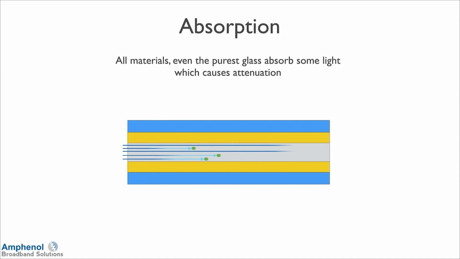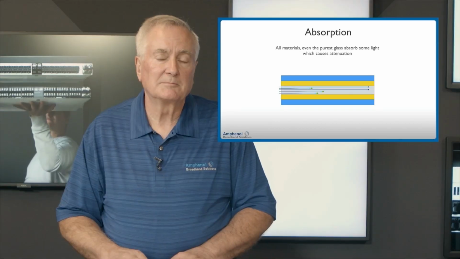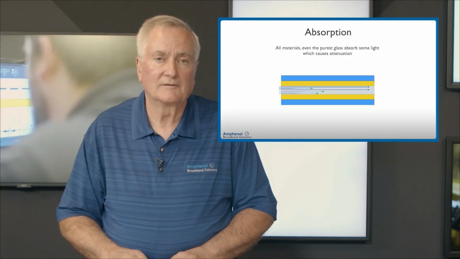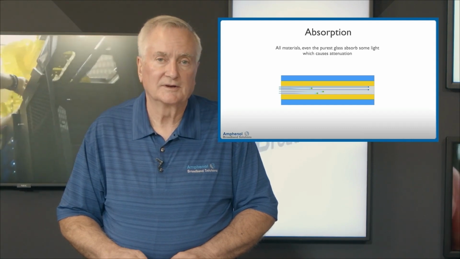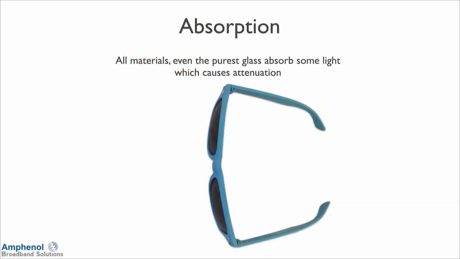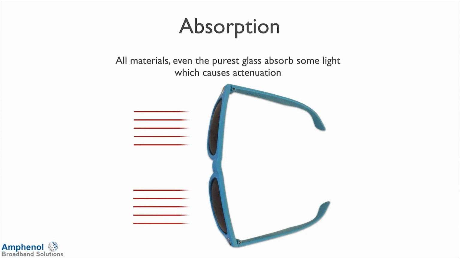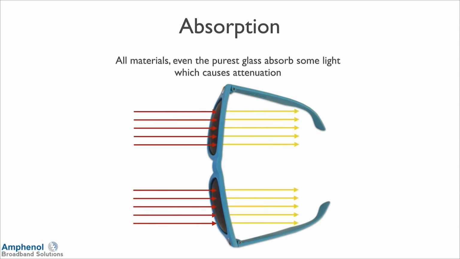So the other thing we have is absorption. Even the purest materials have some sort of attenuation to them. This is imperfections inside the cable itself, and the light is actually absorbed, which equates to loss and attenuation. I kind of relate it to sunglasses. In order to reduce the intensity of the light, the light hits the sunglass lenses and it's reduced. So it's just loss, again, absorption.